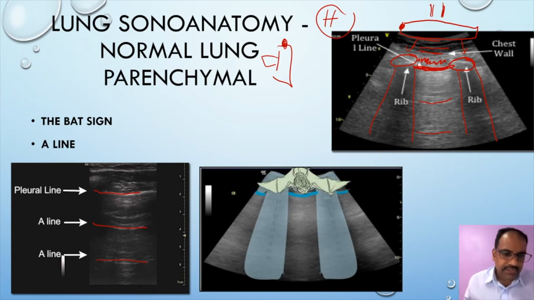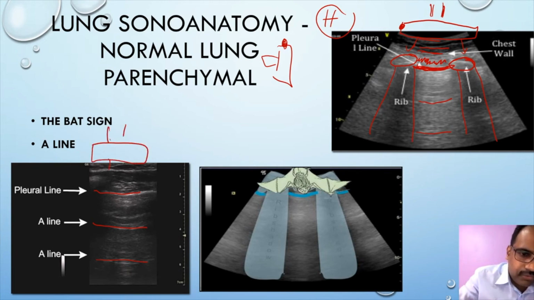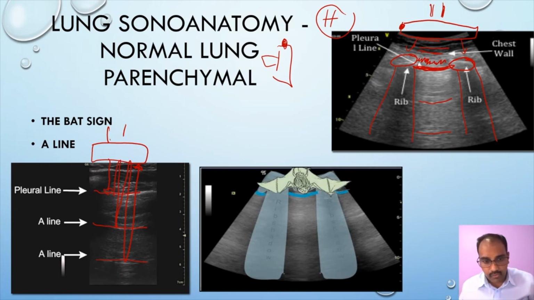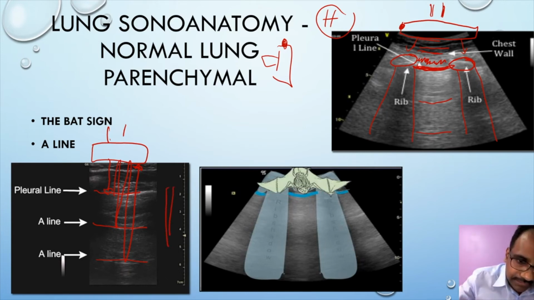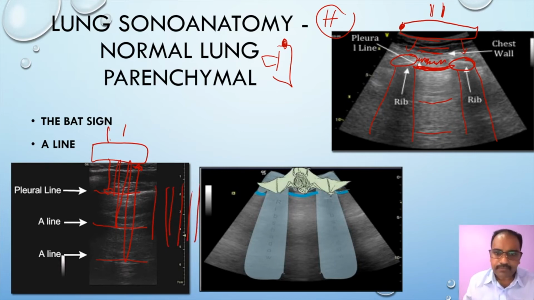What does this A line mean? When you put a probe here, the echo touches the pleural line. It goes back, then it comes down, and it reflects back the A line. As you know, the lung is a hollow organ, so every time it reflects back, it gives you an A line just to show that this patient has a normal lung. When the patient has pulmonary edema or ground glass appearance, especially in COVID patients, you will see a B line, a vertical line. I'll be showing you in the next video.